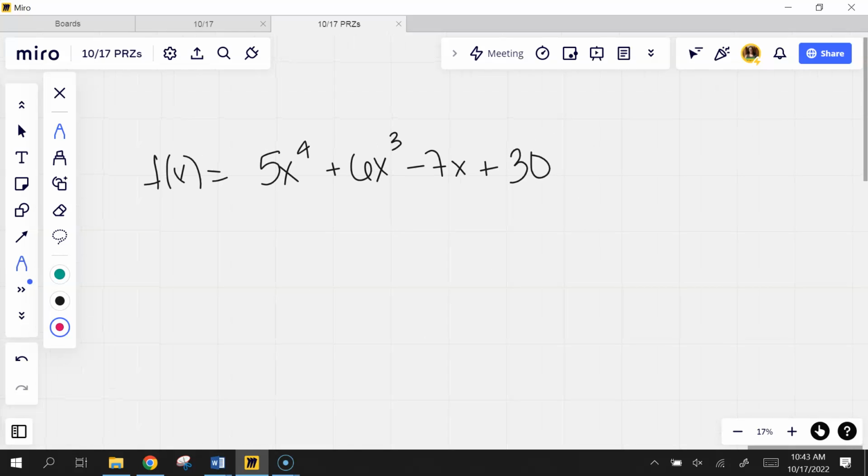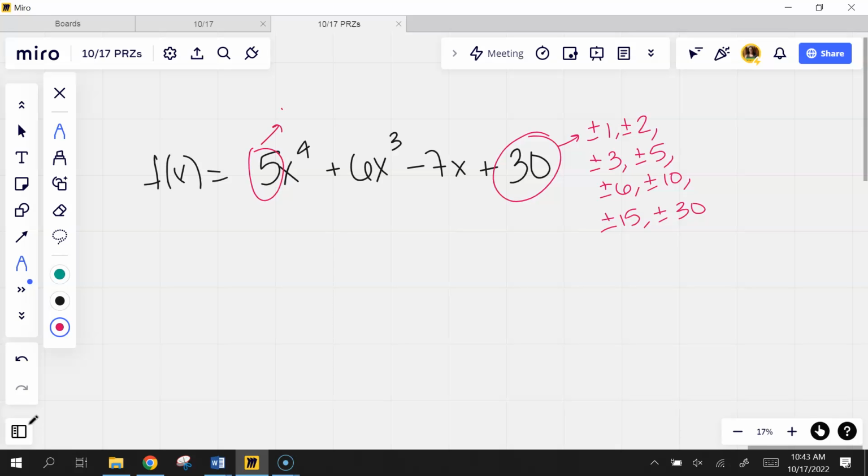All right, so tell me what you're doing. You're finding the factors of 30, right? So we got 1, 2, those are not the PRZs yet. That's just the factors. Now, to find the actual PRZs, which are still not the actual zeros, they're maybe zeros, maybe not.